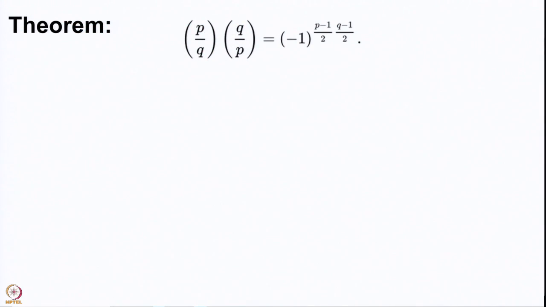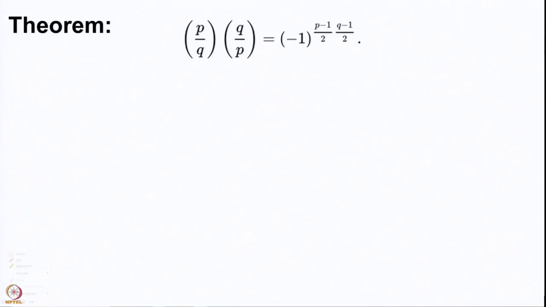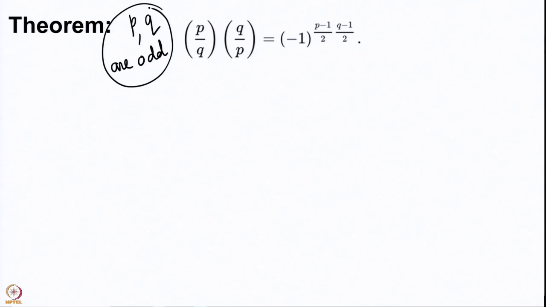It says if P and Q are odd primes, we are now starting with odd primes all the time. If P and Q are odd primes, then the product of these two Legendre symbols is given by minus 1 to a power, and this power is (P minus 1)/2 times (Q minus 1)/2. So the things that we should always note are the following. This is a standing assumption.